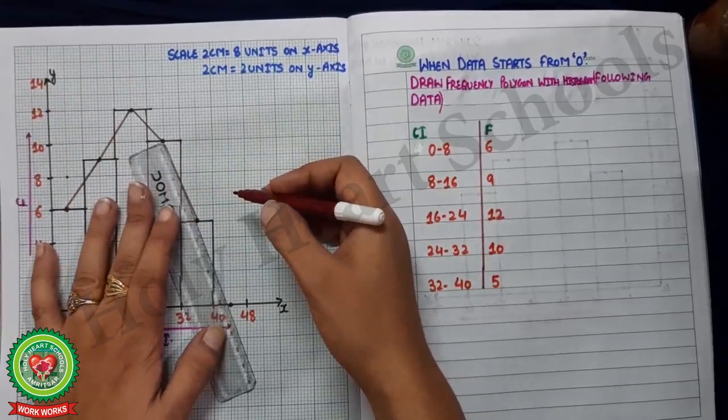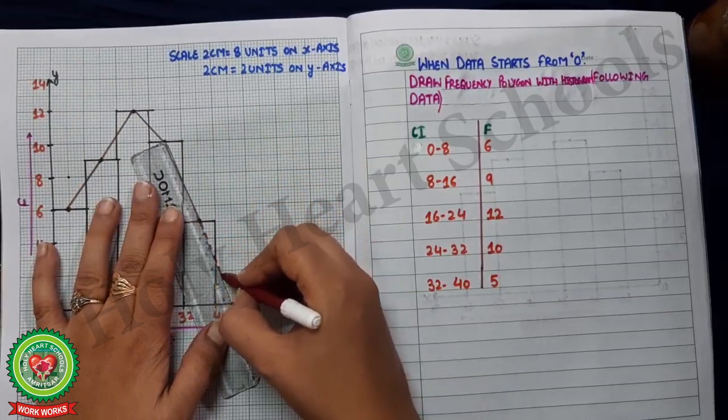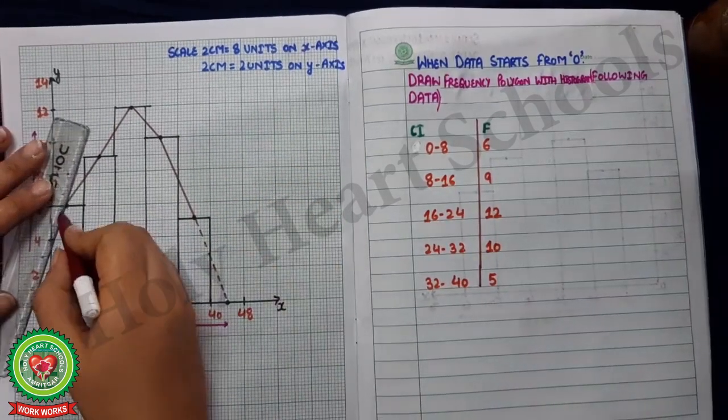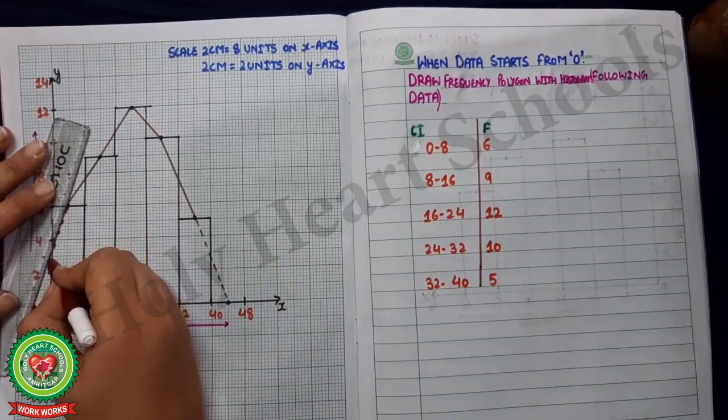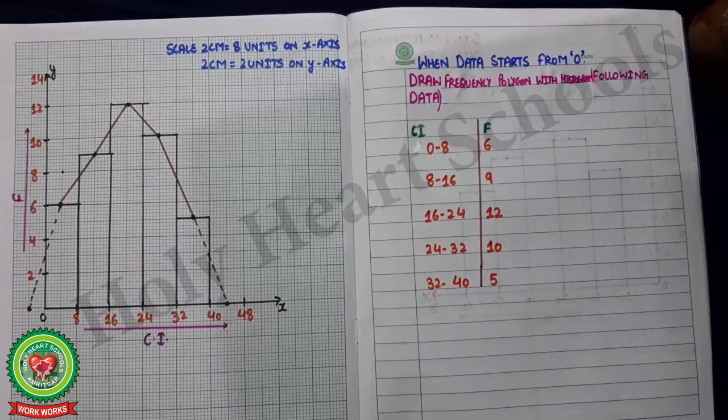Now students, the points below which we have plotted, we will bring down by using dotted lines. Here also we will draw dotted line and then we will join it. Students, this is the case number 1 to draw frequency polygon using histogram. Now we will do case number 2.